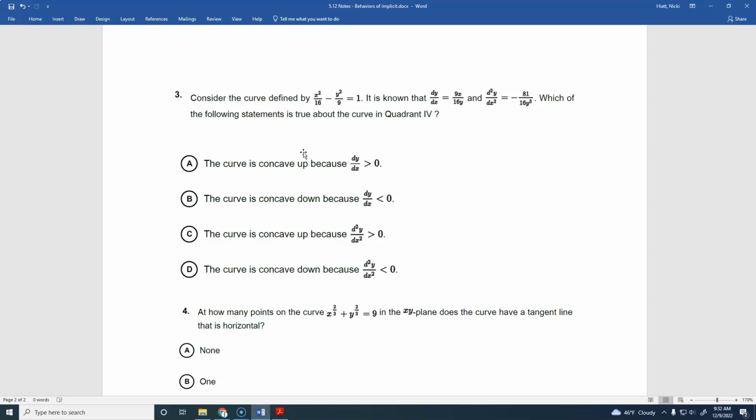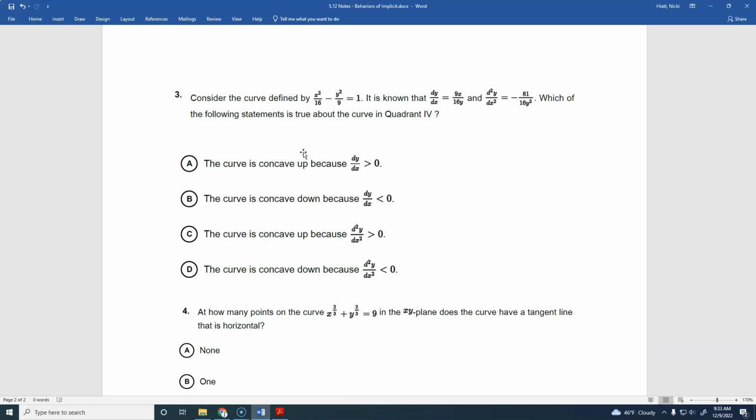3, we've got our function. They give us the first derivative. They give us the second derivative. We don't have to find those. So it says, which of the following statements is true about the curve in the fourth quadrant? Okay, so there are 2 of these that you can rule out from the very beginning if you look at your answer choices.